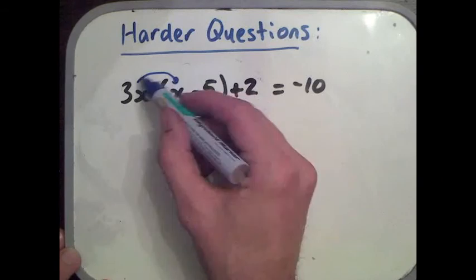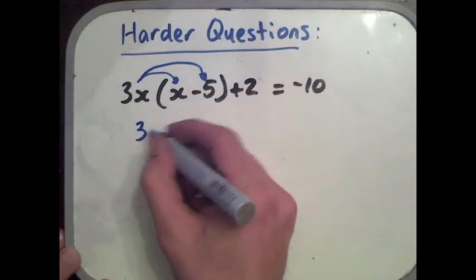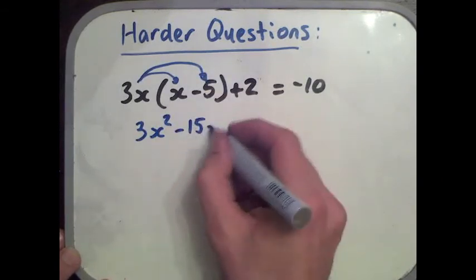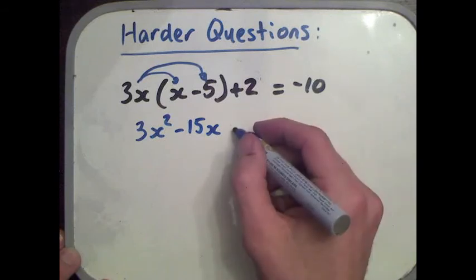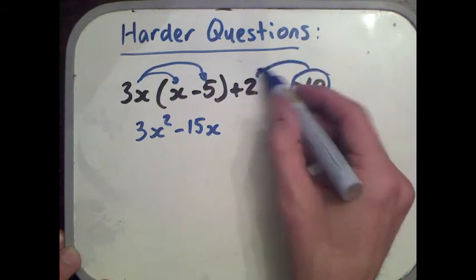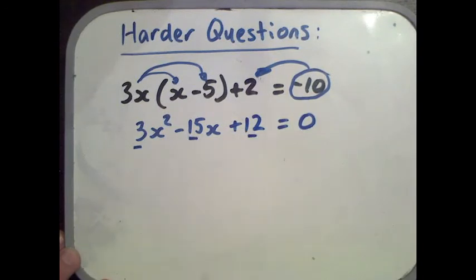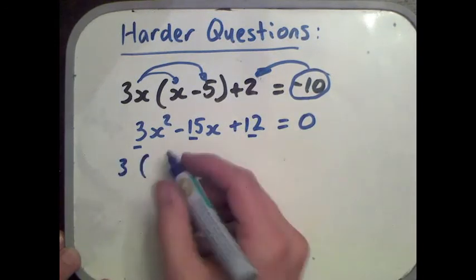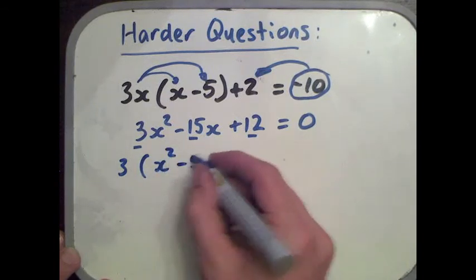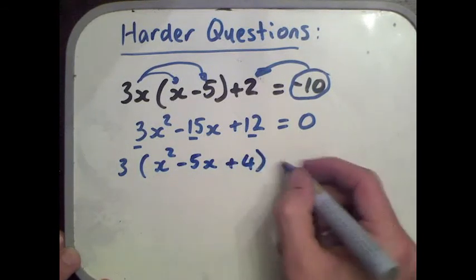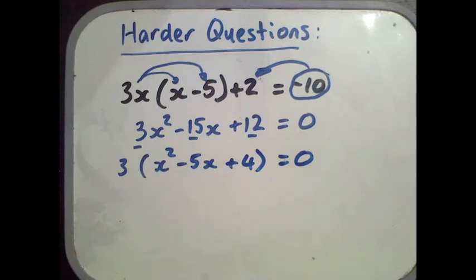Let's expand out our bracket there to get 3x squared take 15x plus 2. Let's continue it on. Well, in fact, we can actually bring that minus 10 across to get plus 10 to get 12. Now, can we pull out a common factor? Absolutely, 3, giving us x squared minus 5x plus 4. Now, it's all equal to 0.